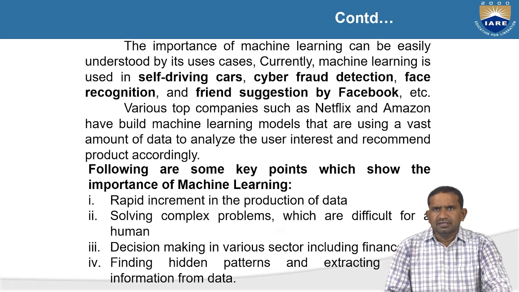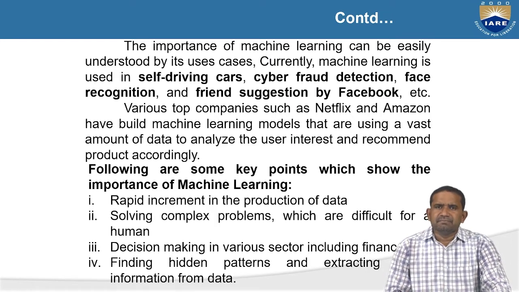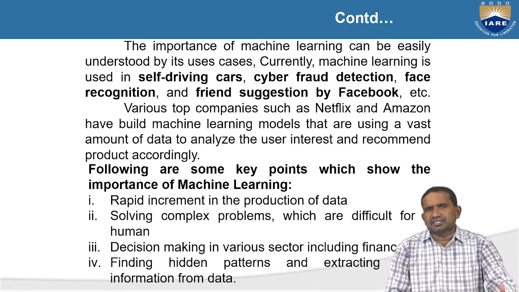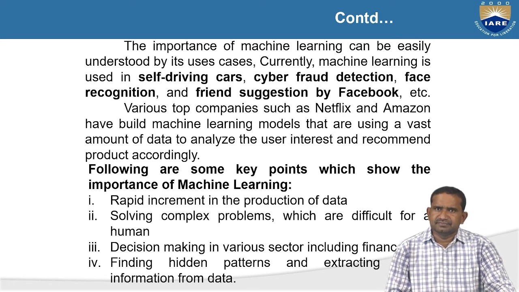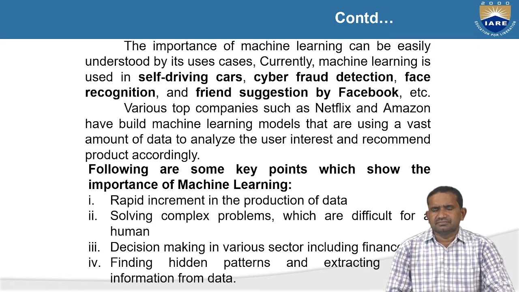Next, various top companies such as Netflix and Amazon have built machine learning models that use a vast amount of data to analyze user interest and recommend products accordingly. This is a real-time example of machine learning applications. They are mainly focused on OTT streaming, based on user requirements or human needs, and they provide a platform to watch movies based on your own interest.